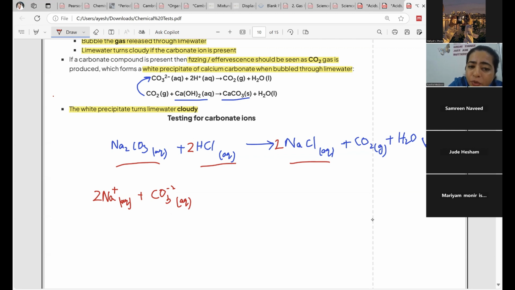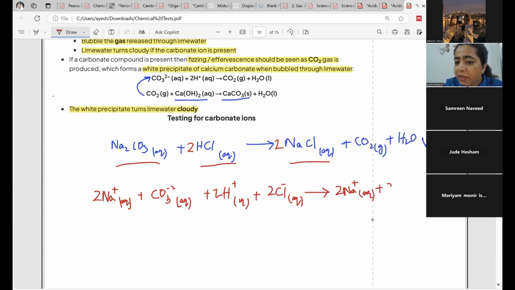Then you can break HCl into ions. There are 2 hydrogens, so 2 H positive, aqueous, will be there. 2 chlorines in the form of Cl negative, aqueous, will be there. I'm just splitting the aqueous species into positive and negative ions to make the ionic equation. Then on the other side, the NaCl is going to break into 2 Na positive ions, aqueous, and 2 Cl negative ions, aqueous. The carbon dioxide and water are not going to break because they are not aqueous. Only aqueous things can go into ions.